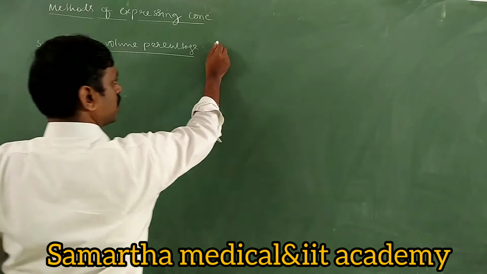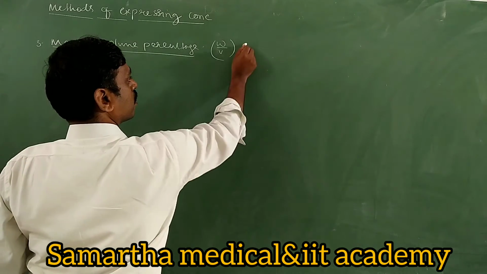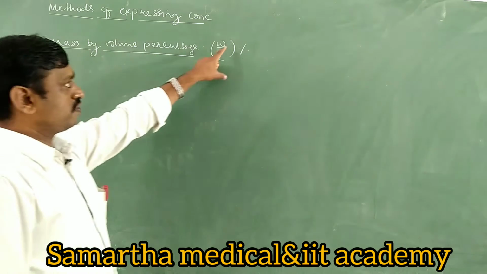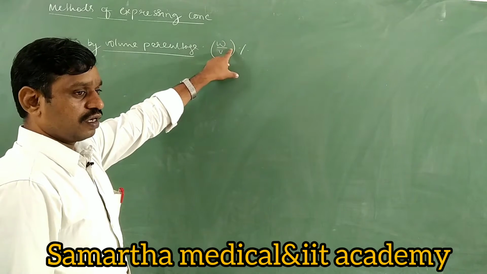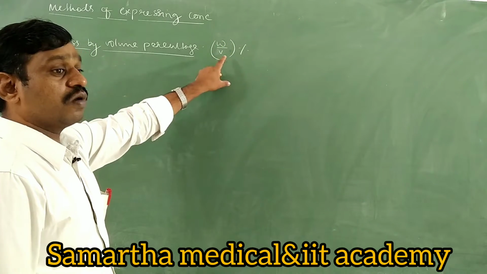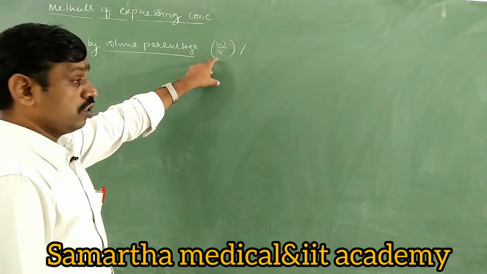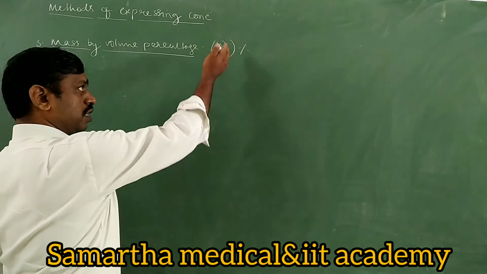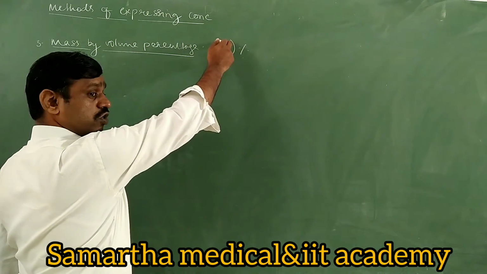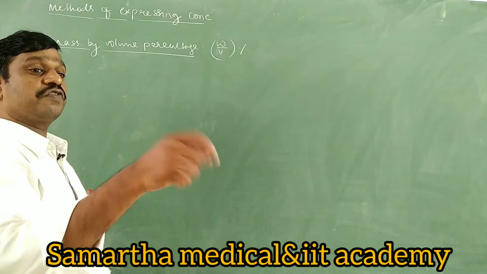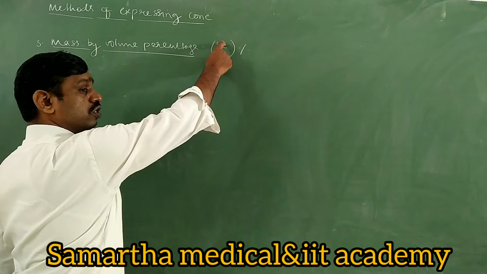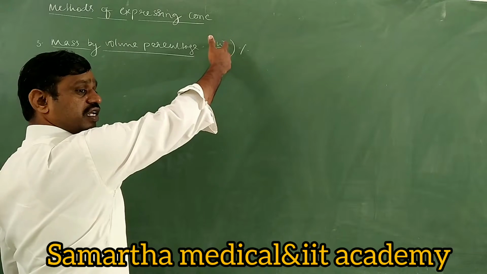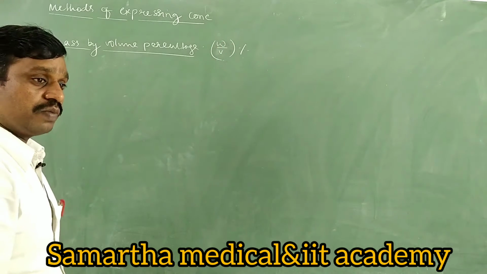It is W by V percentage. See here, W is the mass of the solute. V is the volume of solution. So how do you define mass by volume percentage? The mass of the solute present in 100 ml of solution, or the number of grams of solute present in 100 ml of solution, is the mass by volume percentage.